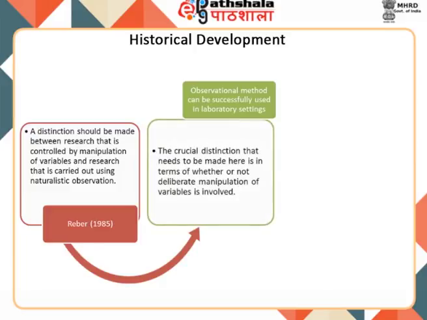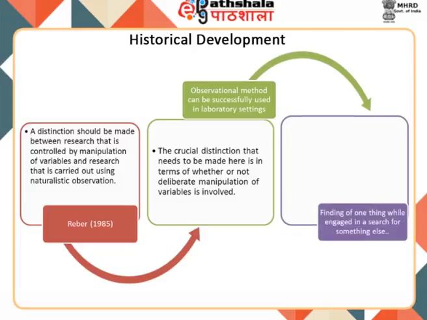The crucial distinction that needs to be made here is in terms of whether or not deliberate manipulation of variables is involved. Many of the major developments in psychology came from the initial observation of a serendipitous event, this, as defined by Reber, as the finding of one thing while engaged in a search for something else. He uses Pavlov as an example, including Skinner's search and superstitious behavior.